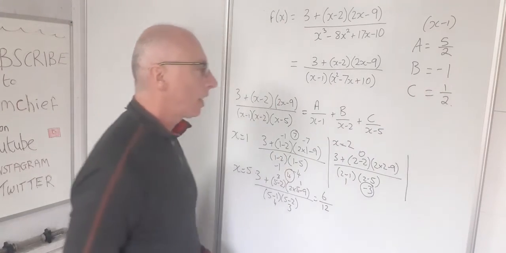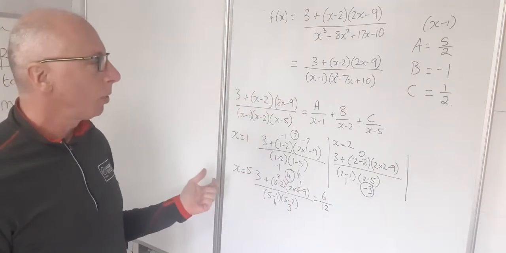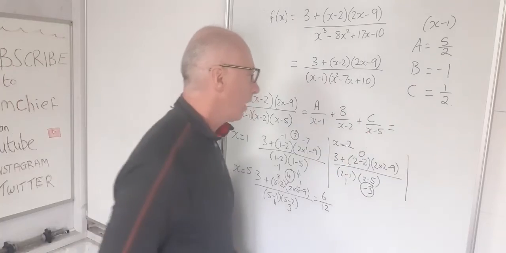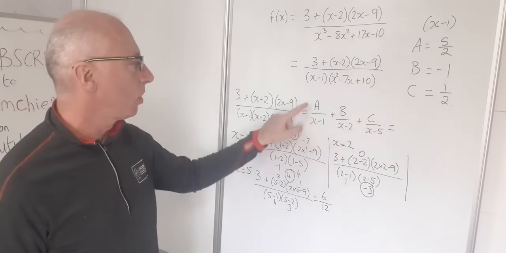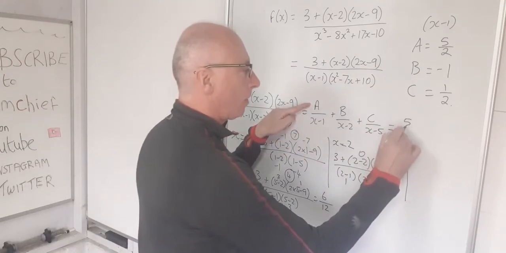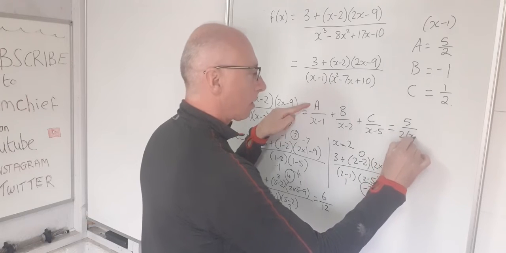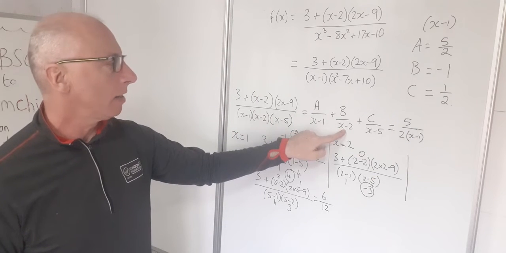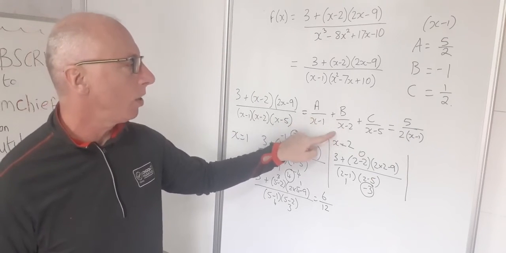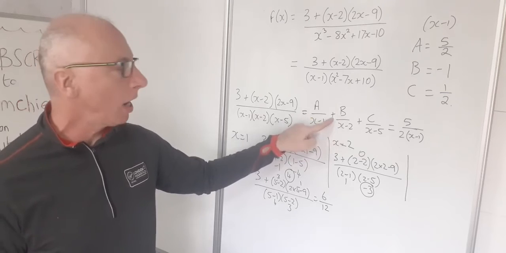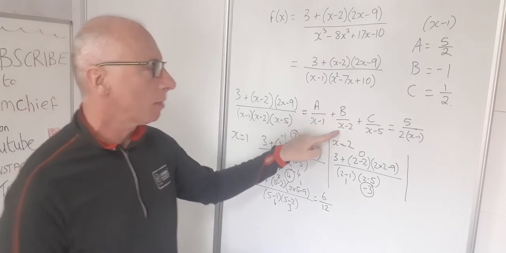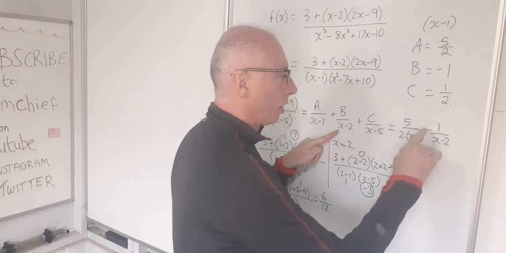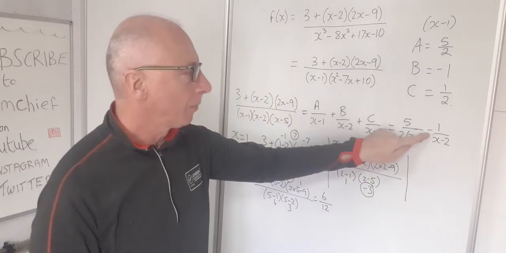Okay, so now I've worked out all my coefficients, I'm now ready to put in my answer for my partial fraction decomposition. Okay, so a is 5 over 2. So I can write that as 5 over 2 times x minus 1. So that takes care of this term. Now I've got my x minus 2, so my b is minus 1. So instead of a plus, I'll just put a minus. So minus 1 over x minus 2. So that would take care of that one.